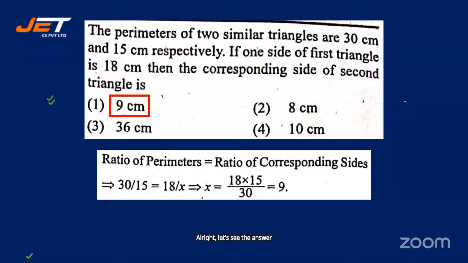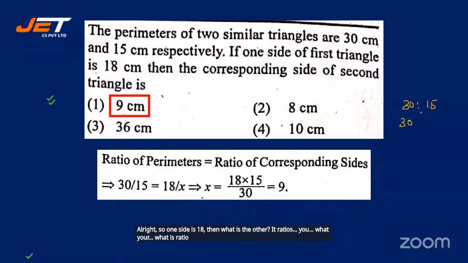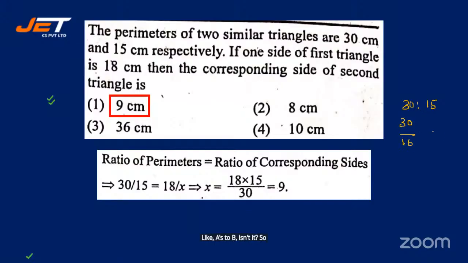It is 9. How? The ratio of perimeters is equal to the ratio of corresponding sides. Isn't it? So what is the ratio? It is 30 is to 15. So one side is 18, then what is the other? Always represent ratios like A is to B. So 30 by 15 is equal to 18 by X. Cross multiply and find the value of X, which is 9 centimeter.